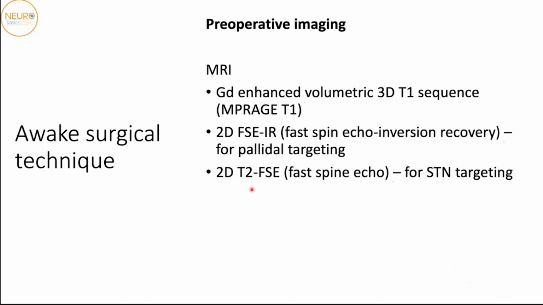Right. So all patients who are being considered for DBS have to undergo an MRI, and these three sequences are the most important. They would undergo a gadolinium-enhanced volumetric 3D T1 sequence, usually an MPRAGE T1, and two 2D sequences, which are both T2 sequences, an FSE-IR and a T2 FSE. An FSE-IR is basically a fast spin echo inversion recovery sequence, and that is for targeting the GPi. And the 2D T2 FSE, on the other hand, is a fast spin echo sequence for targeting the STN.